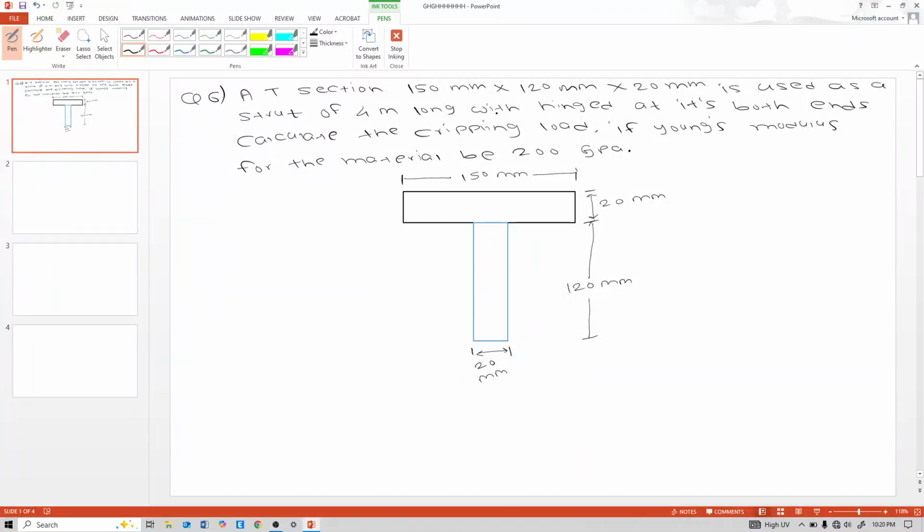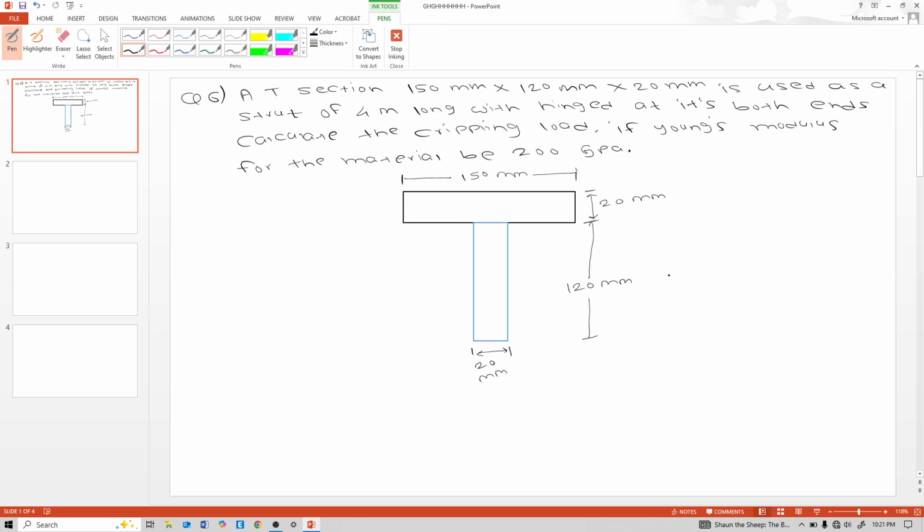Hello, this is the sixth numerical on Euler's formula. First, see this numerical. A T section of 150 mm, 120 mm and 20 mm is used as a strut of 4 meter length with hinge at both ends. Calculate the crippling load, that means buckling load, if Young's modulus for the material is 200 GPa.